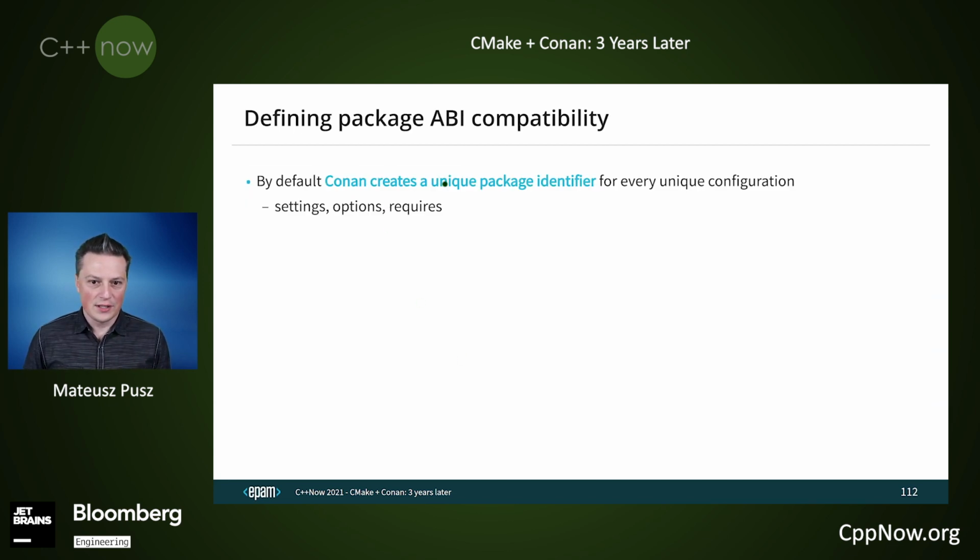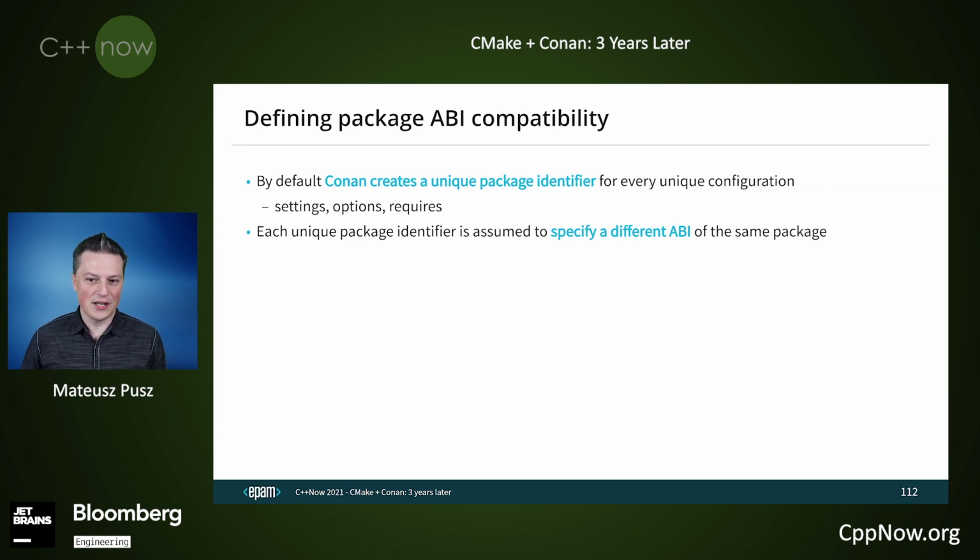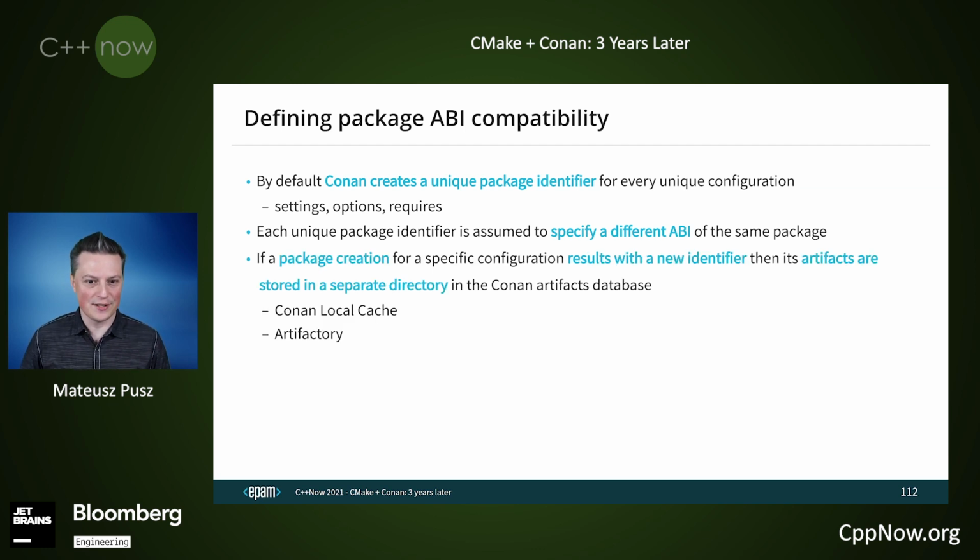By default, Conan creates a unique package identifier for every unique configuration, as we said already. It is provided for settings, options, and requirements of your package. Each unique package identifier is assumed to specify a different ABI of the same package, so it should be stored in a different directory on the file system. Right? Either it's a local cache or Artifactory.